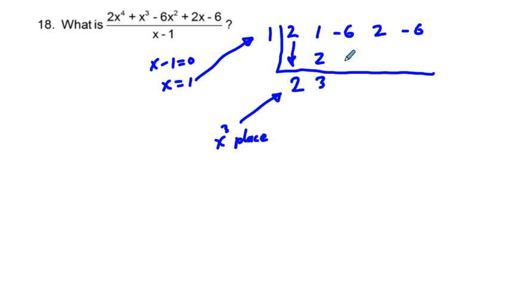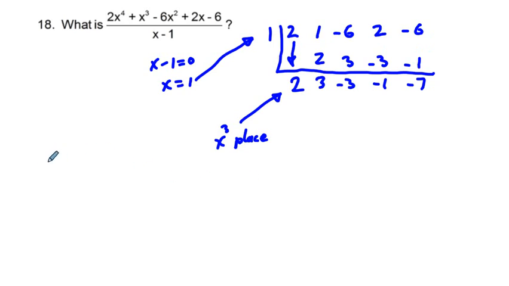1 times 3 is 3. Negative 6 plus 3 is negative 3. And 1 times negative 3 is negative 3. 2 plus negative 3 is negative 1. And finally, 1 times negative 1 is going to be negative 1. And then down here, our remainder value is going to be negative 7.